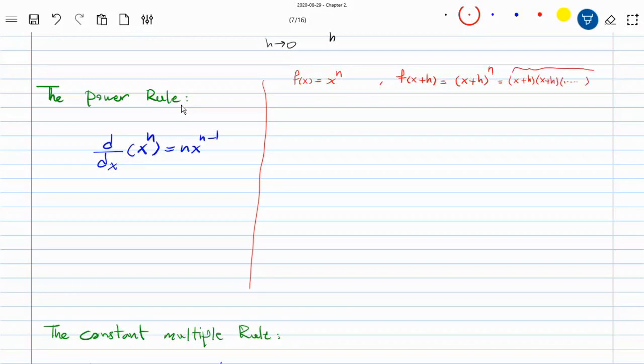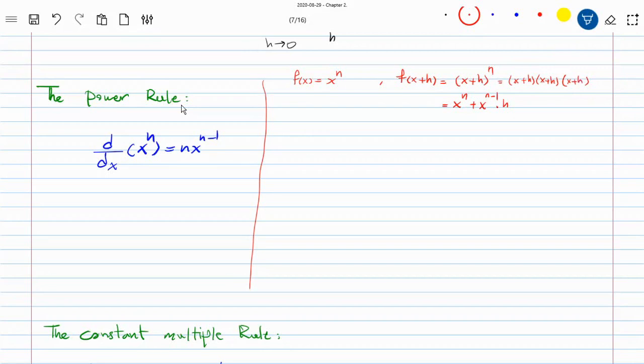How many times do you write this? You write it n times. Okay, so what you get is x to some power n, because you multiply x by x by x and so on. Then at the end you multiply an h to them. So you'll get x to the power n minus 1 times h. Let me write it for 3 of them so you can see.